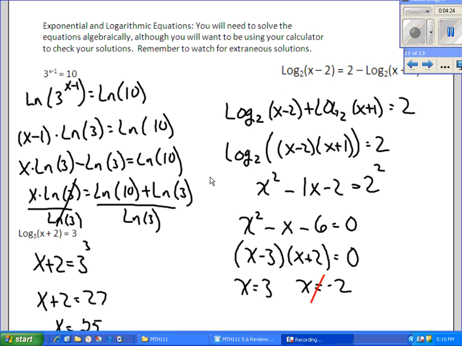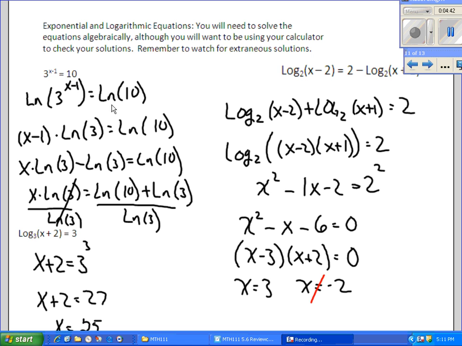Okay, some examples of some exponential and logarithmic equations. You want to be able to solve them algebraically and show your work. Remember, you can always, after you've got the exact solution, find the decimal approximation, plug it back in, and make sure it actually works. So here's an exponential equation, 3 to the x subtract 1 equals 10.